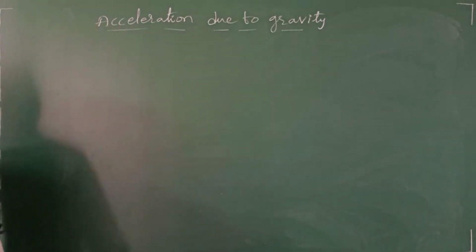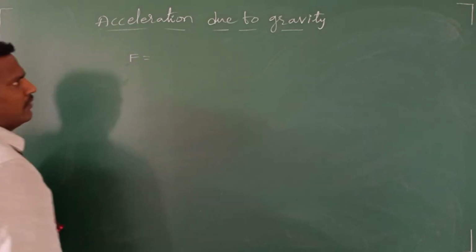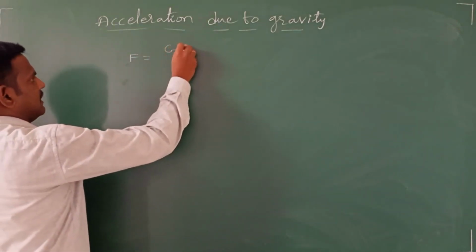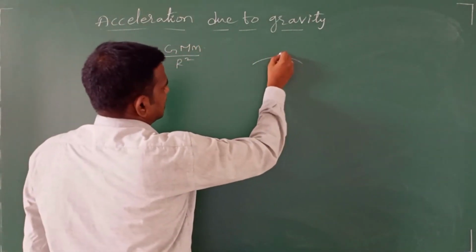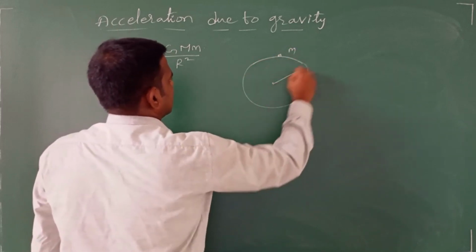Acceleration due to gravity. So the Newton's law of gravitation, if we apply it for the earth and a small mass, we will write it as GMm upon r square. Let us suppose this is the earth's surface, upon it one small mass is kept, and this earth is supposed to have the radius of R.